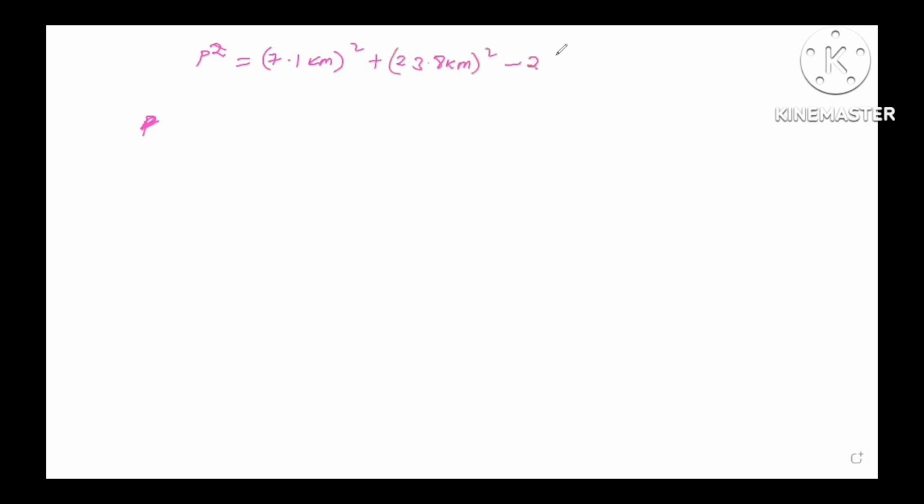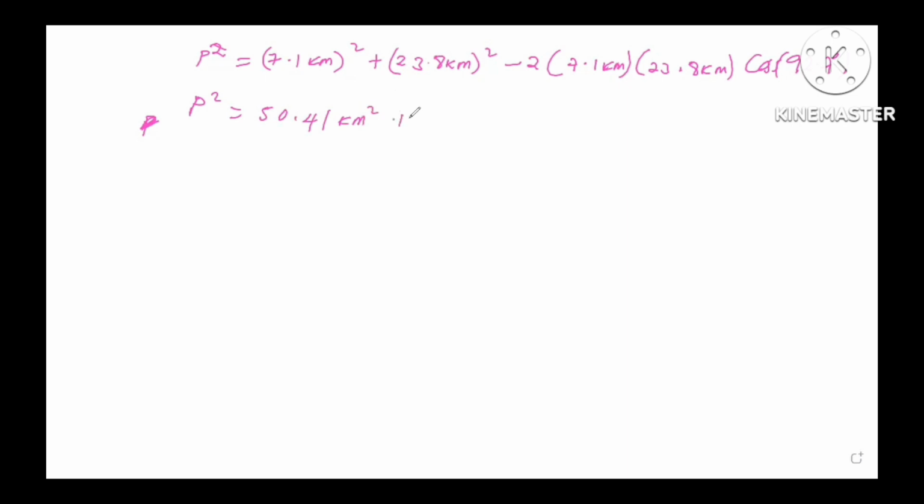squared, then minus 2 times 7.1 kilometers, then multiplied by 23.8 kilometers, then times cos 92.7. Okay. So we said, what is 7.1 kilometers squared? 50.41 kilometers squared, right?